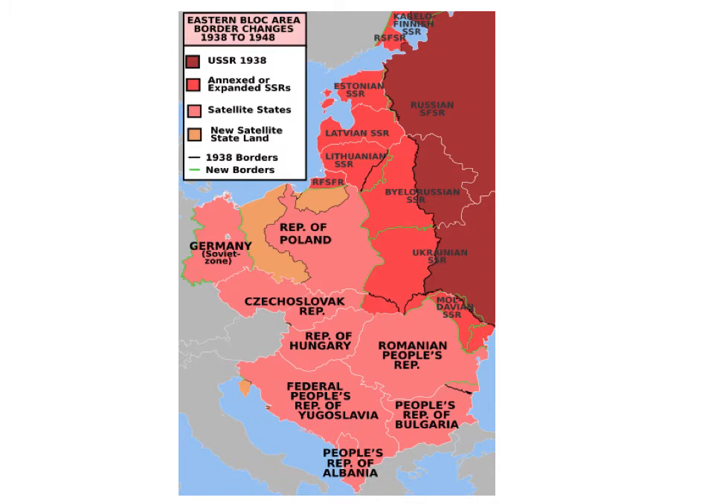And here you can see, of course, it's going to be Eastern Germany and Poland, the Baltic states of Estonia, Latvia, and Lithuania, Belarus, Ukraine, Romania, Hungary, Czechoslovakia, Yugoslavia, Bulgaria, and Albania. Those are going to become the new communist satellite states.